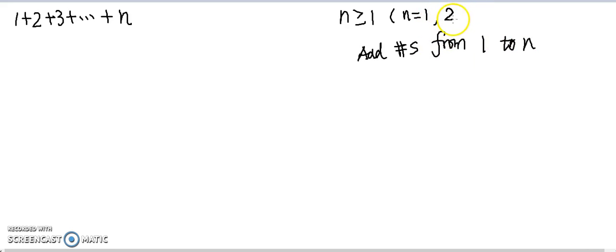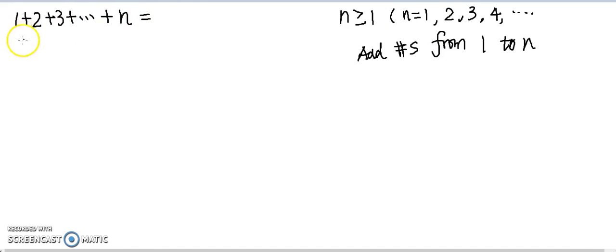But n could be 2. If n is 2, then we're adding numbers from 1 to 2. Or if n is 3, then we add integers from 1 to 3, which is 1 plus 2 plus 3, and so on. So if n is 10, then we're adding integers from 1 to 10. So that would be 1 plus 2 plus 3 plus 4, 5, 6, 7, 8, 9, 10. Okay, that's the left-hand side.